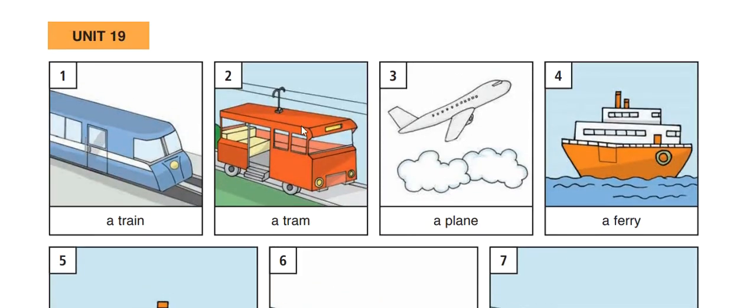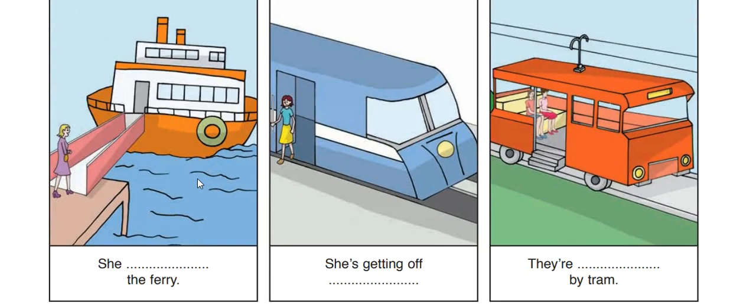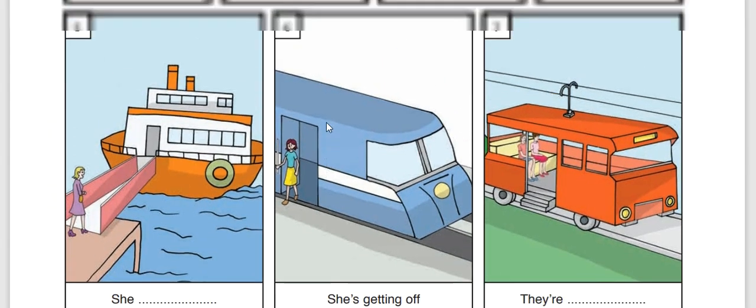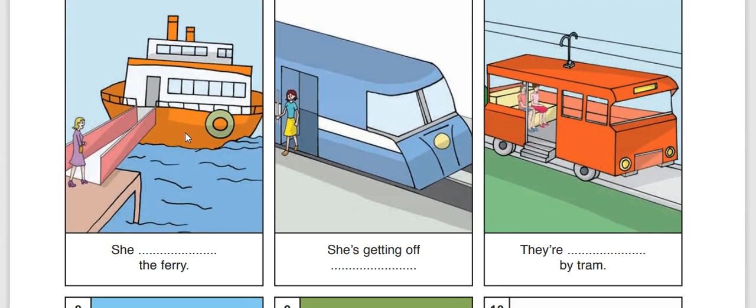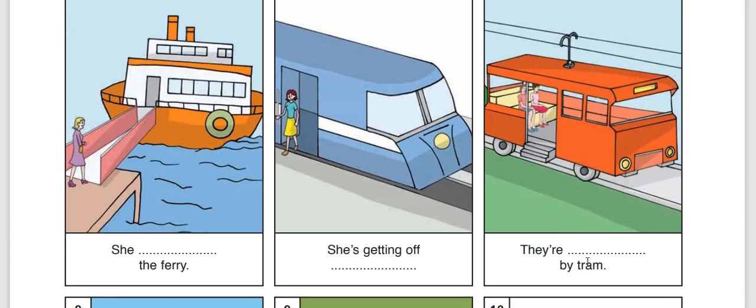A train, a tram, a plane, a ferry. Picture 5, she is getting to the ferry. She is going to the ferry. Picture 6, she is getting off the train. Picture 7, they are going by the tram.